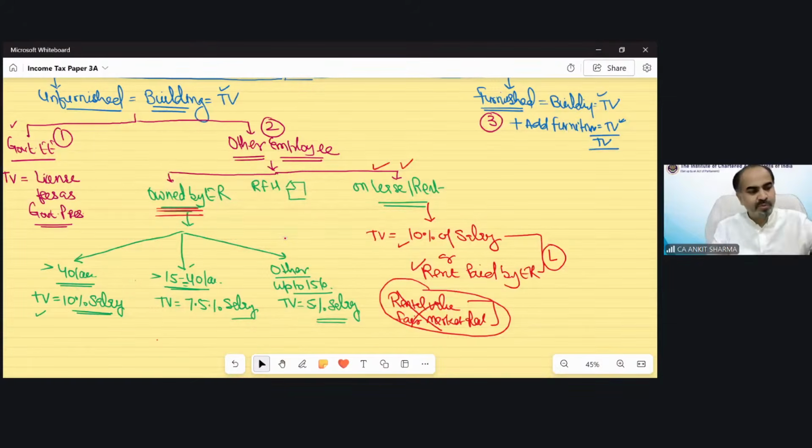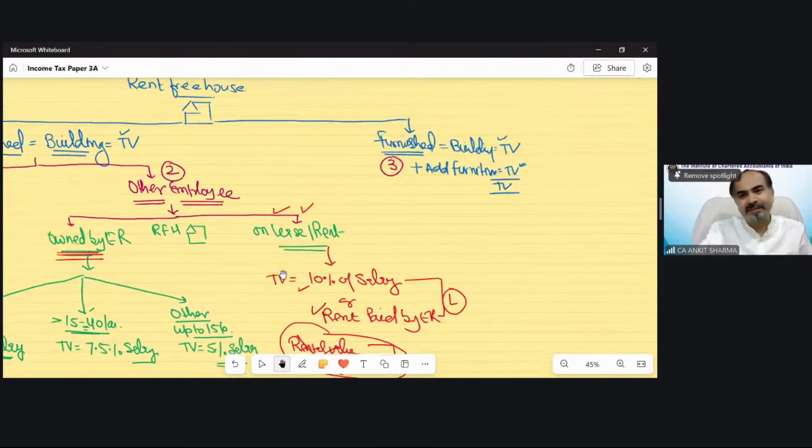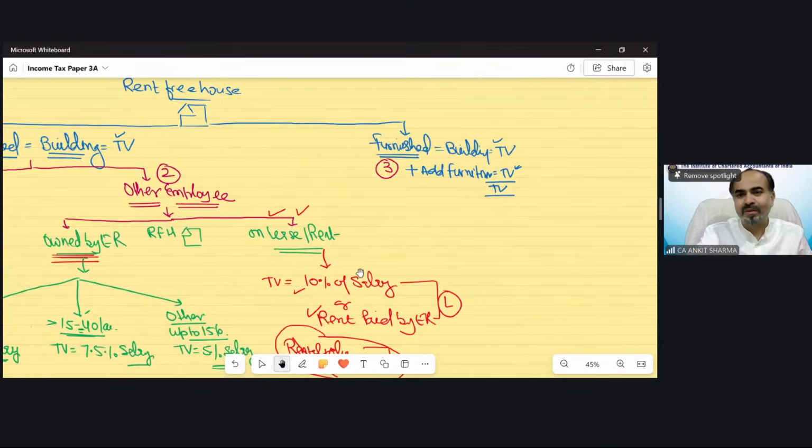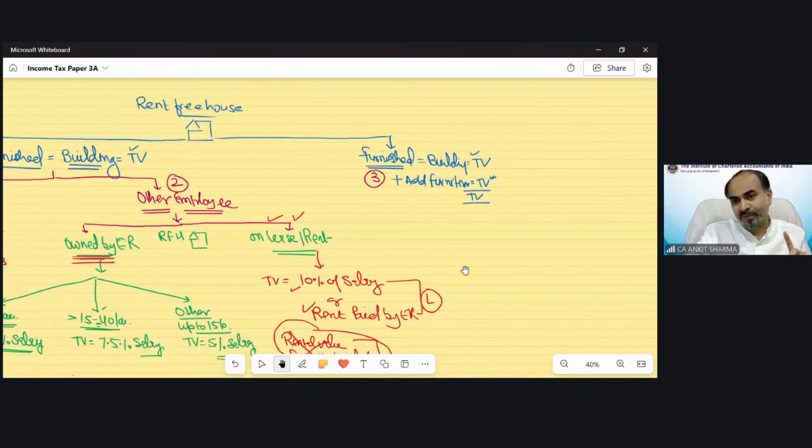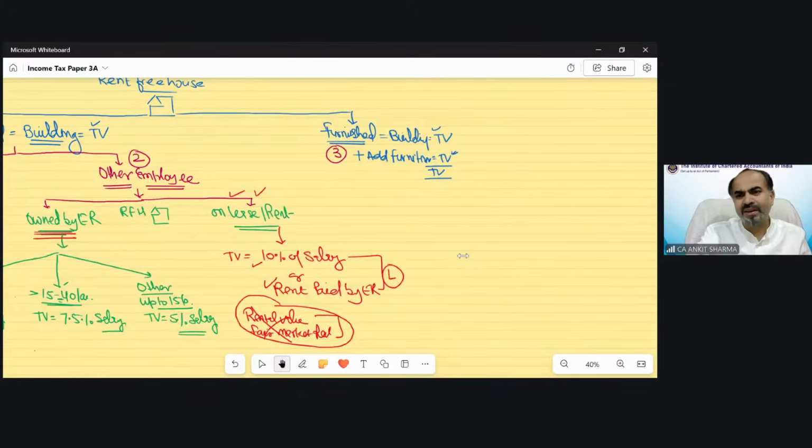Anything difficult till now? Anything difficult, students, till now in this rent-free house perquisite? Look, it's 10%, 7.5 and 5%. What is difficult in this? That means it is not yet the end. Till now, it is fine. We just need to take 10, 7.5 and 5, and the population would be given in the question. So that would be the unfurnished rent-free house taxable value.